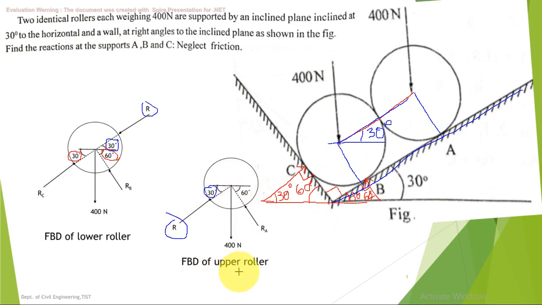Now, if you consider the upper roller, you have one more contact point, contact at A. There you will have the reaction RA in this direction. Consider this triangle: this angle is already 30 degrees, and this angle is 90 degrees. So what will this angle be? It will be 60 degrees. So the angle between RA and horizontal is 60 degrees, as marked here.